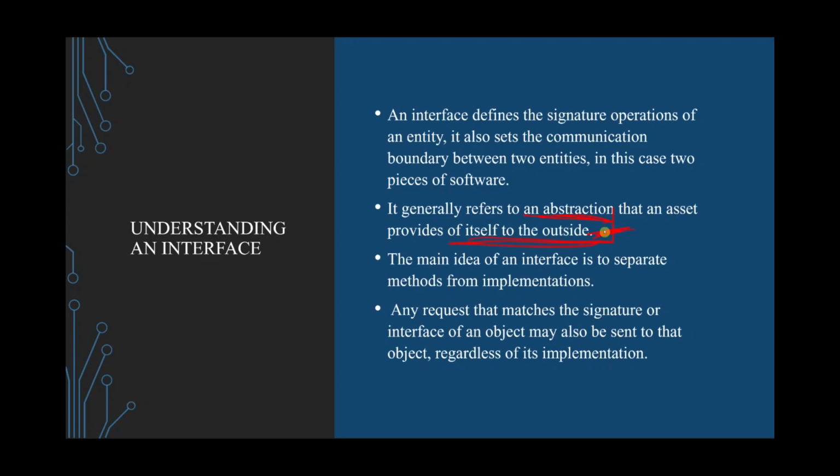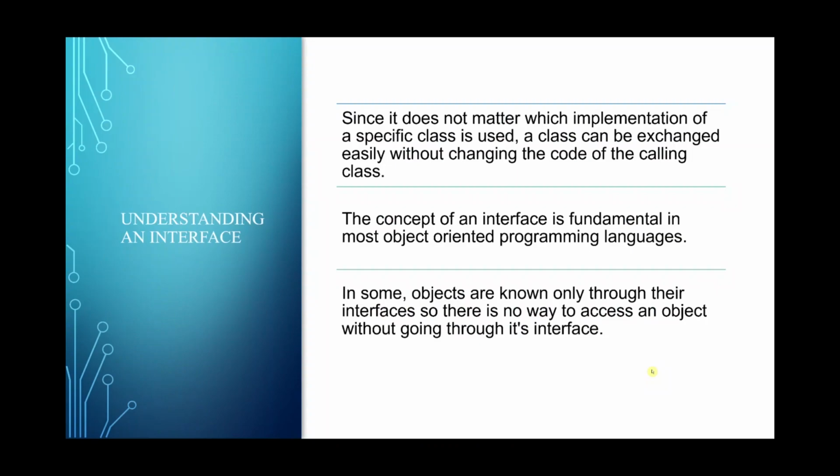So the main idea of interface is to separate methods from implementation, right? Any request that matches the signature or the interface of an object may be sent to the object, regardless of its implementation. And this is actually polymorphism. Since it does not matter which implementation of a specific class is used, a class can be exchanged easily without changing the code of the calling class.